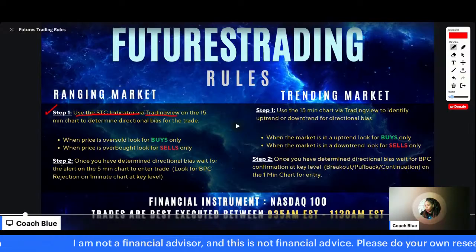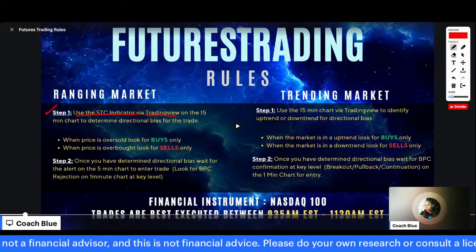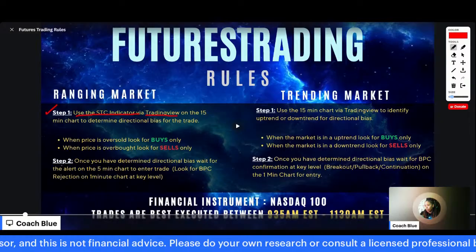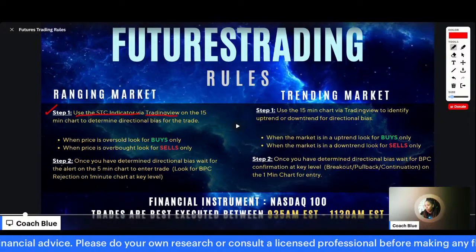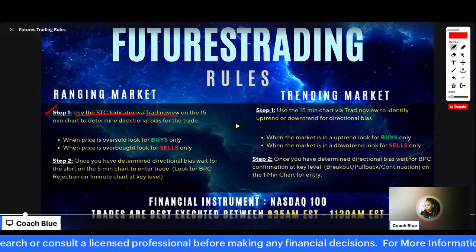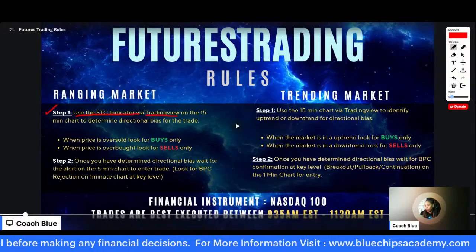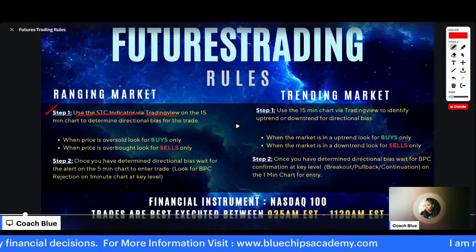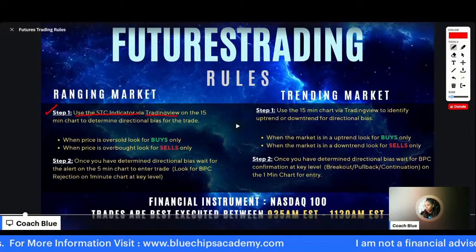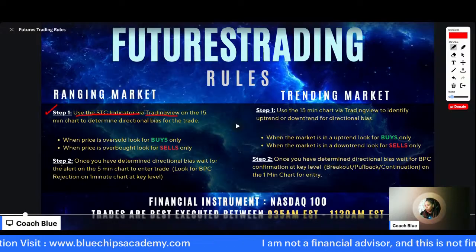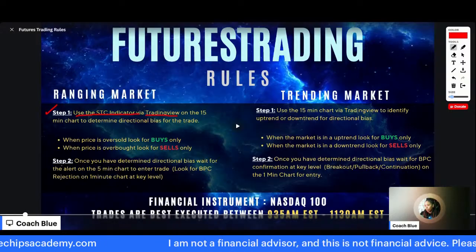So the platform where you see me, where I have the chart, is TradingView. If you want to participate and learn, you can get a free TradingView account to participate in the trades with a demo account. Okay, no risk of your real money. You can use a demo account. You can use fake money. Okay, TradingView on a 15-minute chart to determine directional bias for the day.